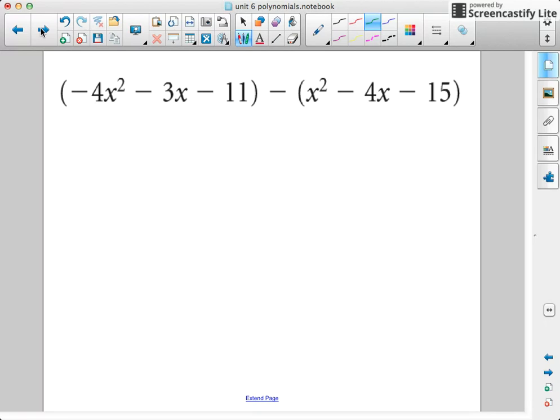Let's do some more examples here. Change that to a plus, this becomes a negative, this one becomes a positive, this becomes a positive. I do not change my first polynomial at all, it stays the same. Negative 4x squared plus another negative 1x squared is negative 5x squared. Negative 3x plus a positive 4x, using integer rules, would give me positive x. And negative 11 plus a positive 15 is a positive 4. So using my canceling rules properly, that's what I would end up getting.